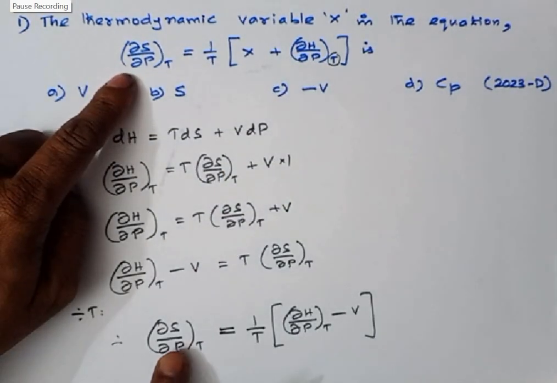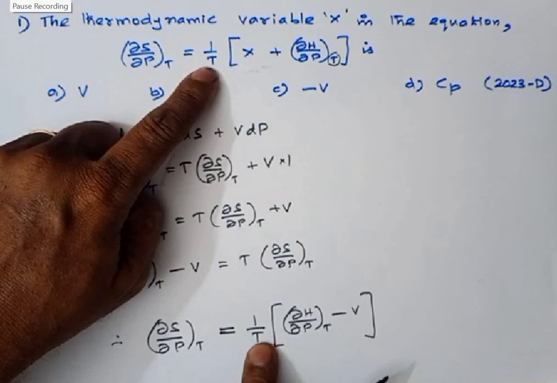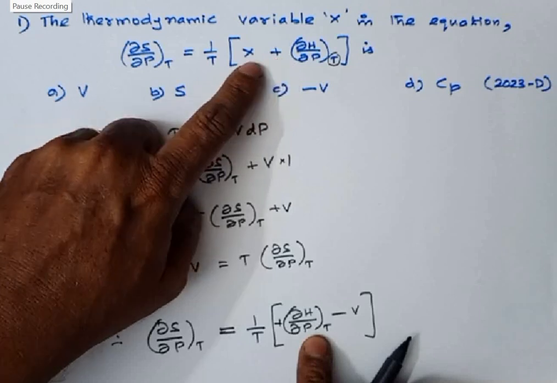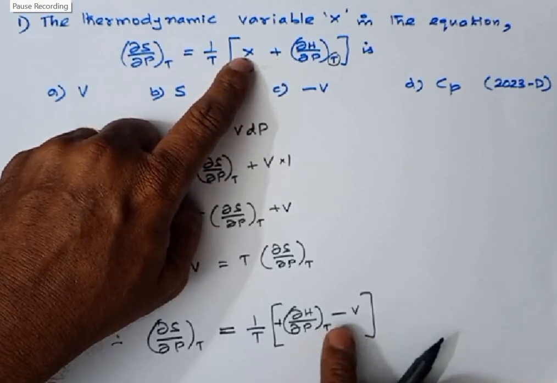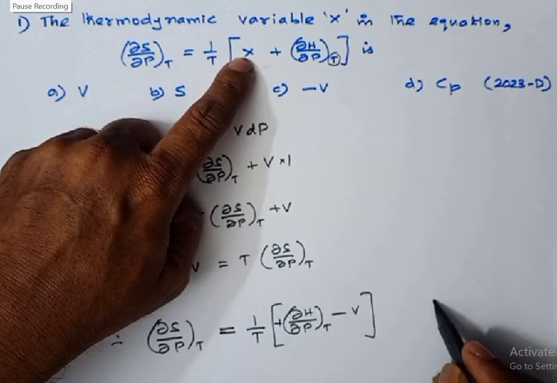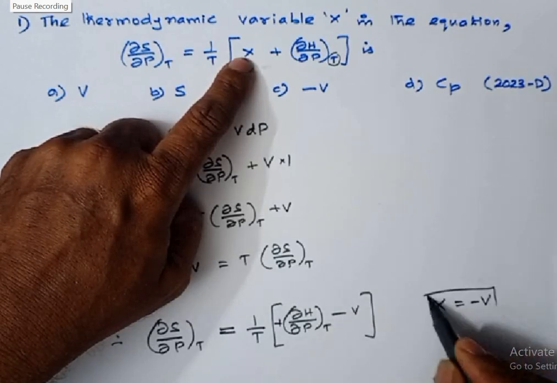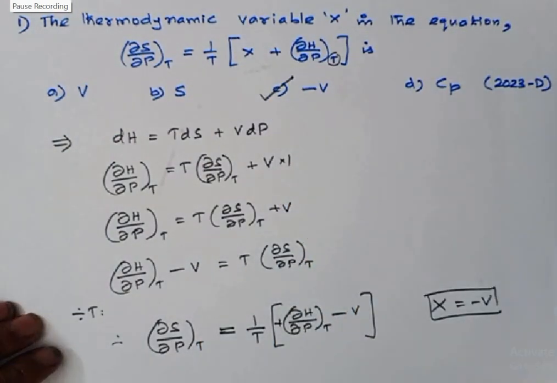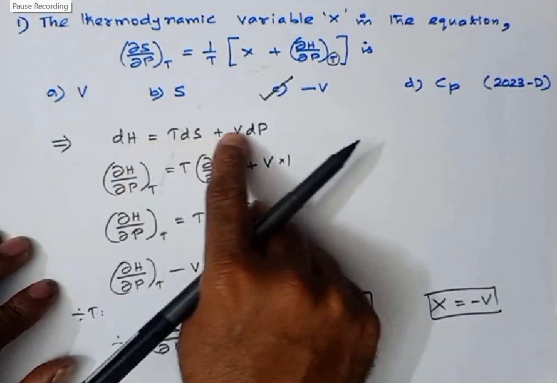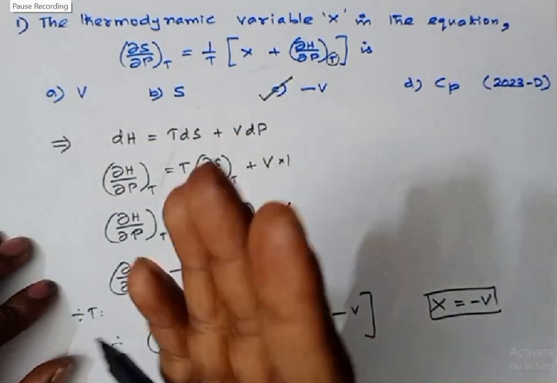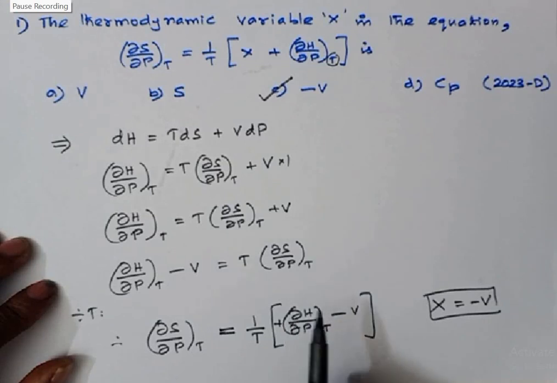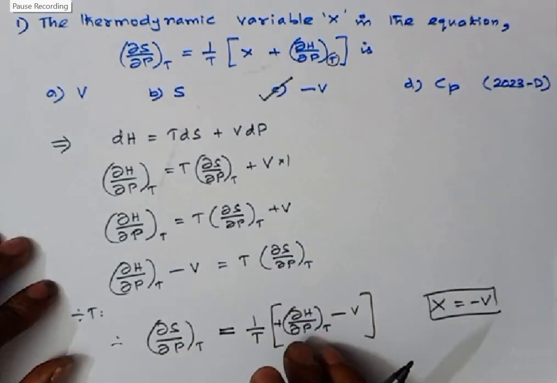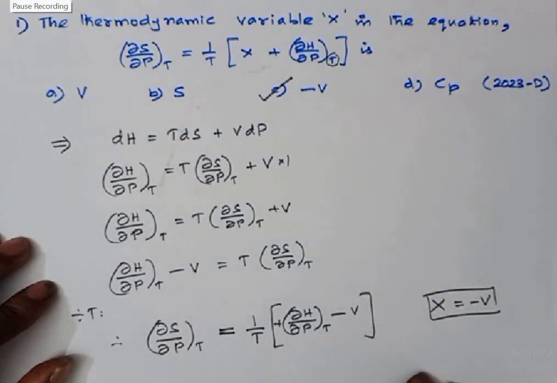Here we have (∂S/∂P) at constant temperature, here we have 1/T, and plus (∂H/∂P) at constant temperature is available. Then in the place of X, we have minus volume. So X should be minus volume in this case. Therefore the correct option for this question is option C. It's a very simple question. Try to remember the standard thermodynamic equations. You know very well there are four of them: one in terms of internal energy, second in terms of enthalpy, third in terms of Helmholtz free energy, and fourth in terms of Gibbs free energy.